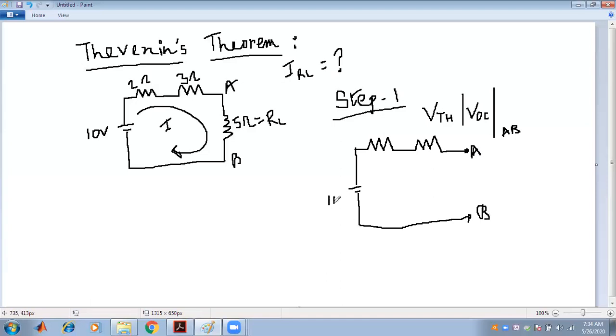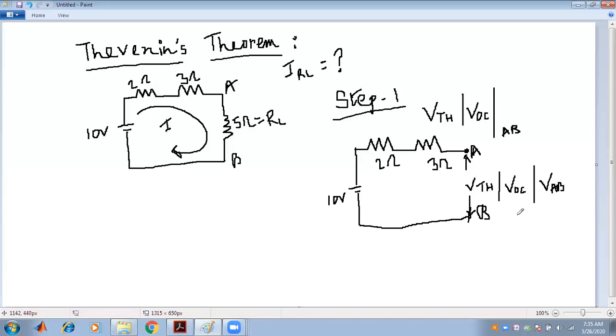This is the 10 volt. This is 2 ohms. And this is 3 ohm. We have open circuited the RL part. This is the part at which we have to calculate the current. So this voltage is generally known as VTH or VOC, same, or we can write VAB, which means the voltage across the terminal AB.